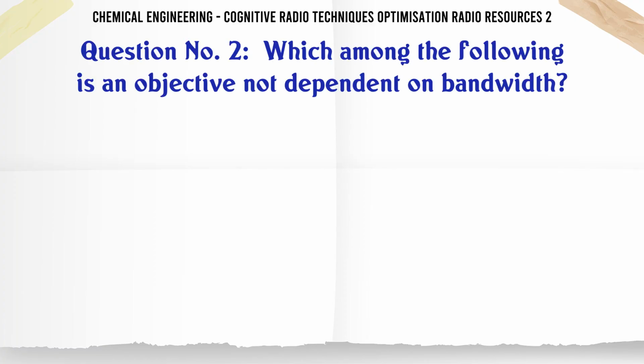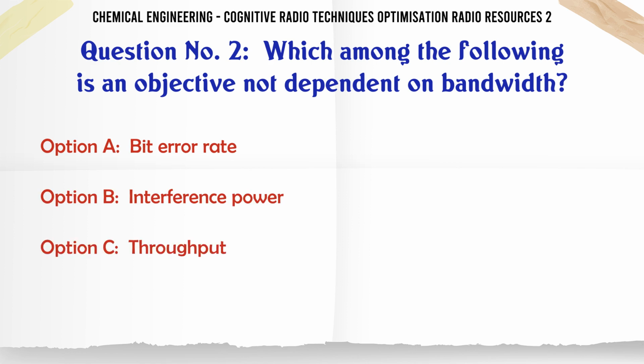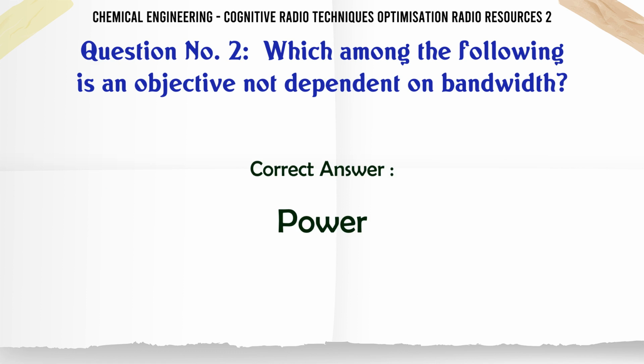Which among the following is an objective not dependent on bandwidth? A. Bit error rate. B. Interference power. C. Throughput. D. Power. The correct answer is power.